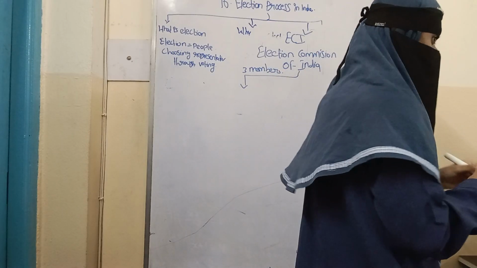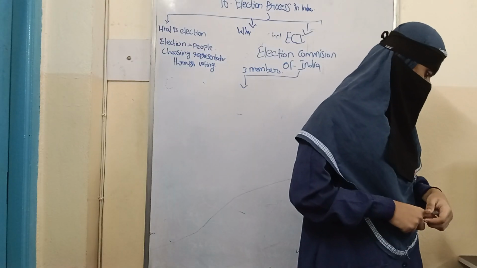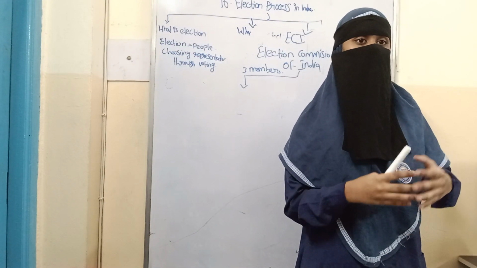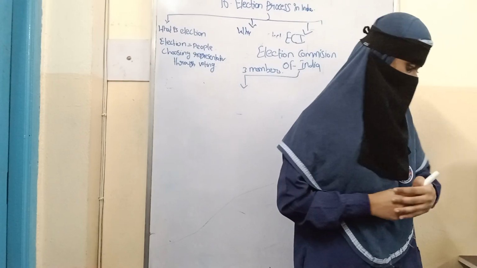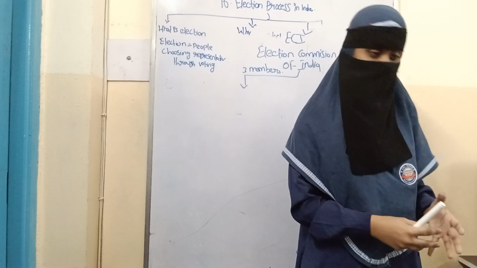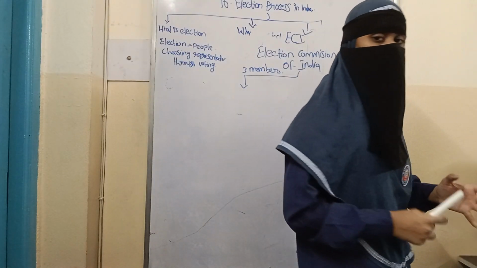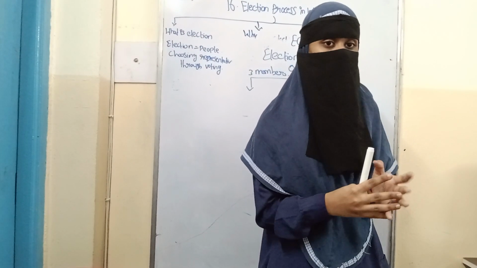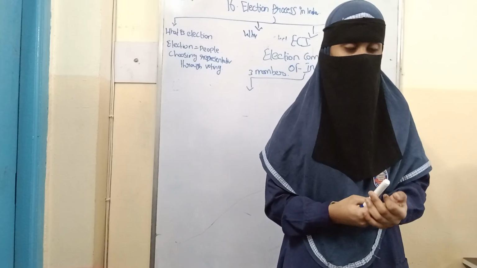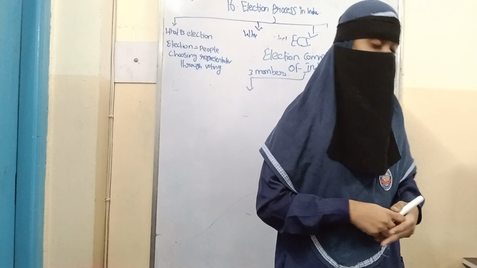Election Commission of India, ECI, consists of three members. The one is the Chief Election Commissioner, he will be the head, and the other two will be election commissioners. And these three members together will conduct the election process in India. For these three people also the tenure will be 6 years or up to the age of 65, the retirement.